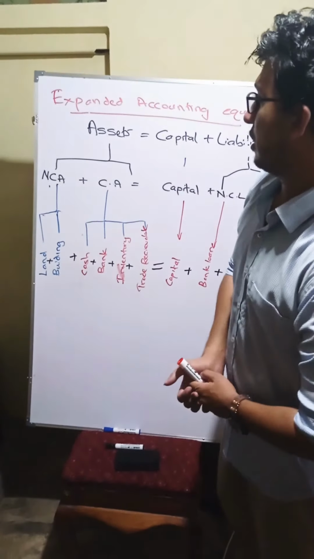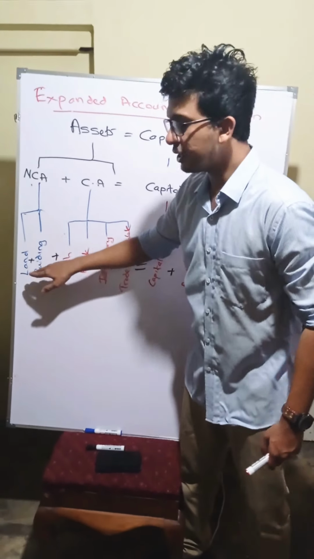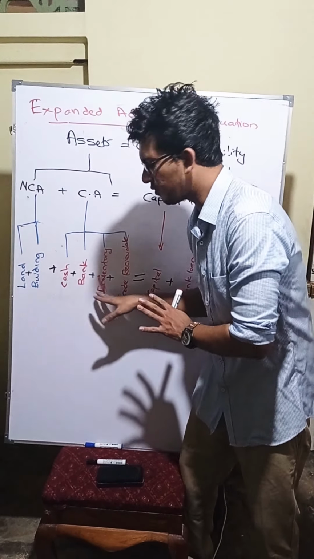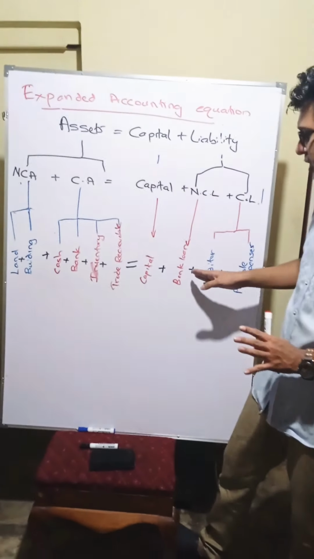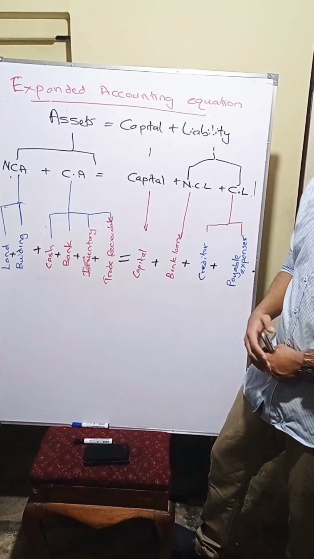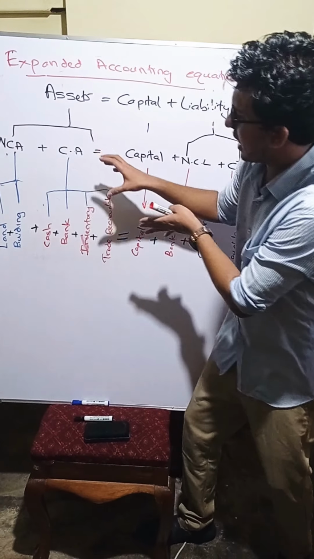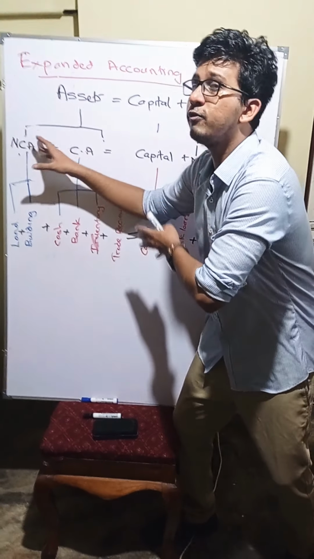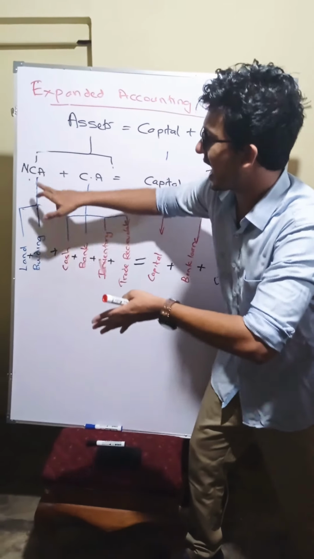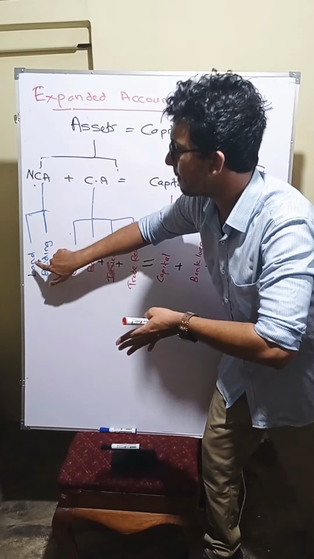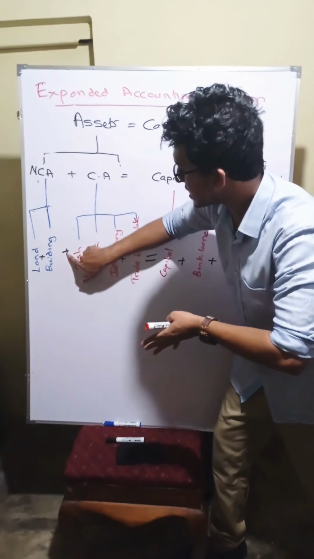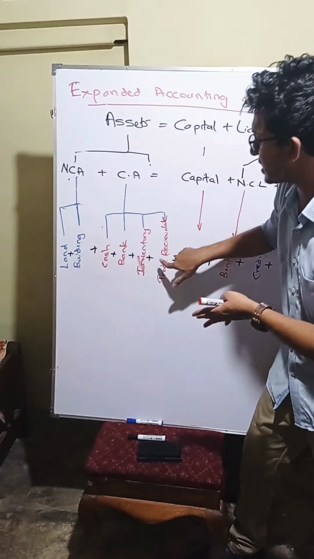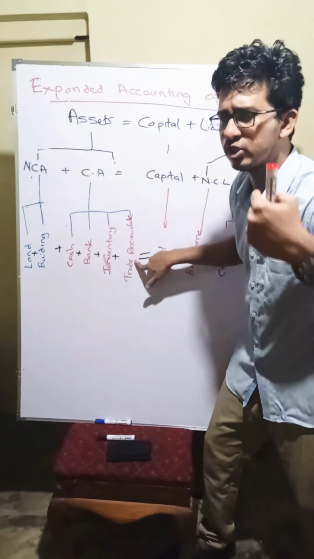Non-current assets I divided into land and building. Current assets also have a lot, so I divided only four. Capital I kept as it is. Non-current liability I put only bank loan. Current liability I divided only into two. So now this equation I have further expanded. Non-current assets, that is land plus building, plus current assets. Current assets means cash plus bank plus inventory plus trade receivable. Trade receivable means debtor. Debtor means someone who has to pay us money.